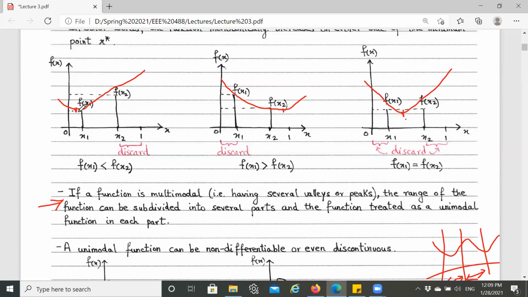So basically, if your x star is over here, we know that we can actually remove everything after this. So we discard between x2 and x1. If x star is, sorry, over here, we can remove this part. If x star is between x1 and x2, remove these two parts. So we are reducing what we call the interval of uncertainty, okay?